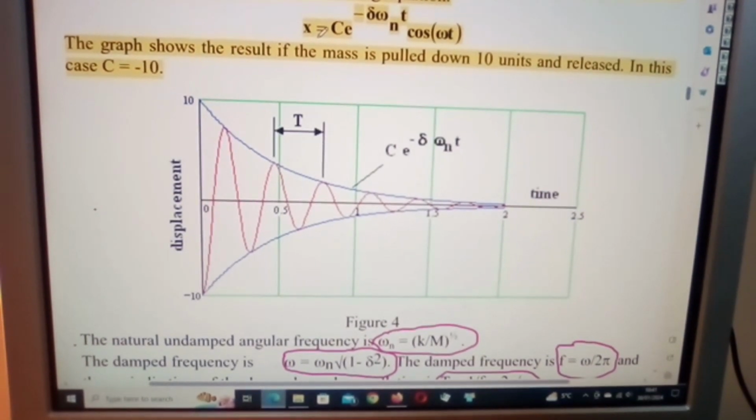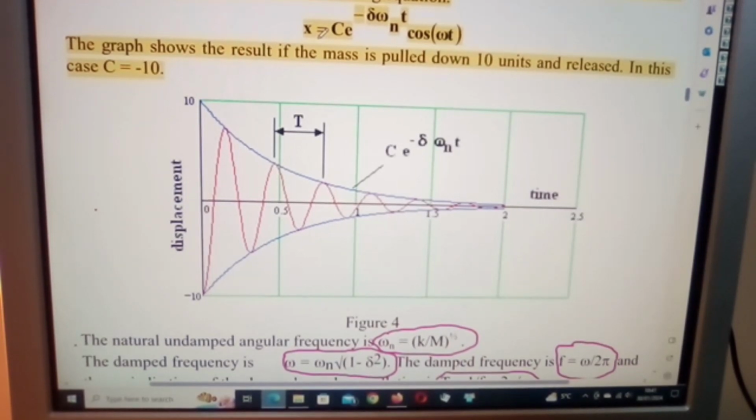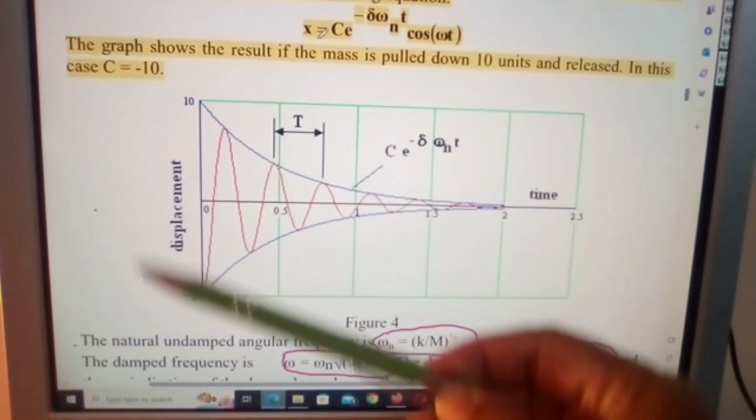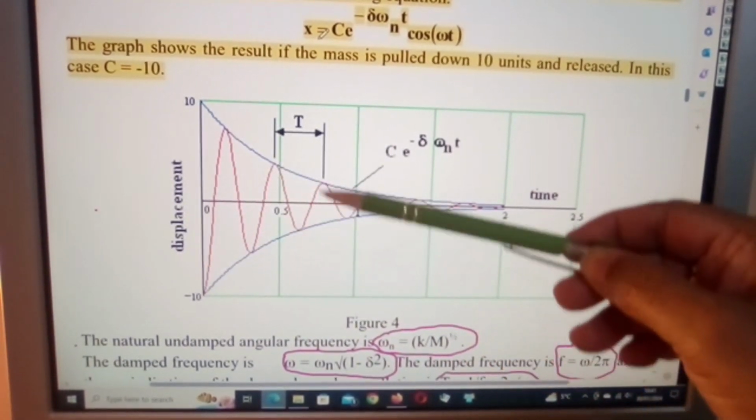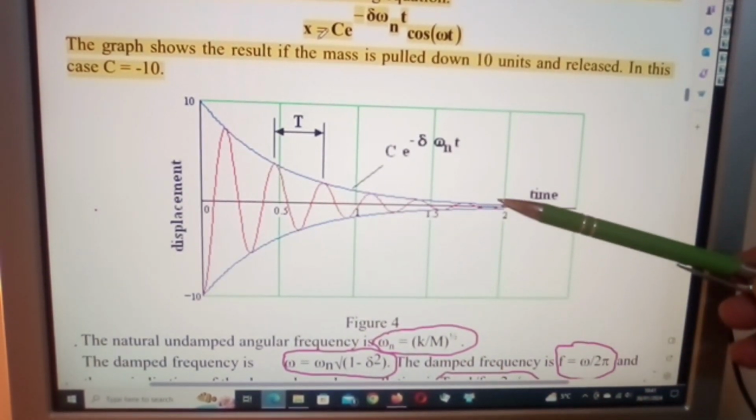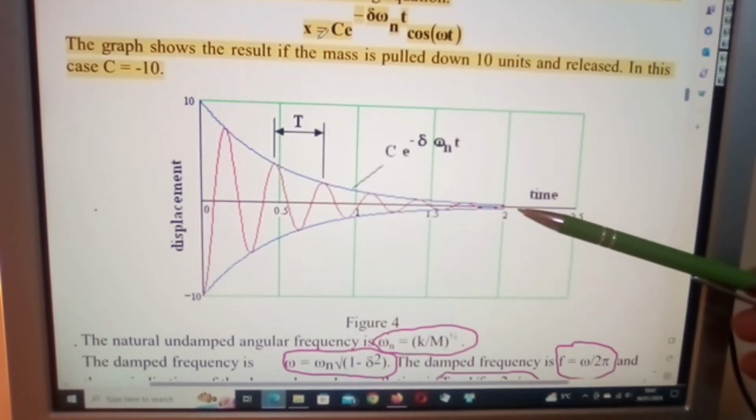The graph shows the result if the mass is pulled down 10 units and released. In this case, C equals minus 10. So it's been pulled down and then it's released. You can see it's oscillating, but the oscillation dies out as time goes over a period of time.